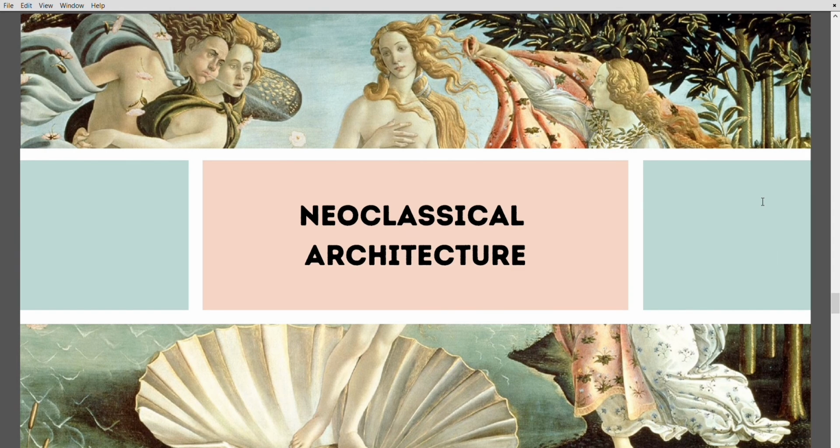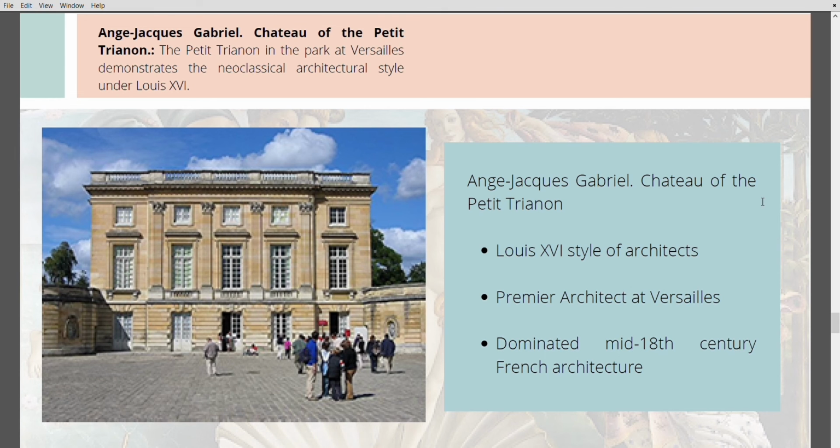Neoclassical architecture. Chateau of the Petit Trianon by Ange-Jacques Gabriel. The first phase of Neoclassicism in France is expressed in the Louis XVI style of architects like Ange-Jacques Gabriel. Petit Trianon, 1762 to 1768. Ange-Jacques Gabriel was the premier architect at Versailles, and his neoclassical designs for the royal palace dominated mid-18th century French architecture.